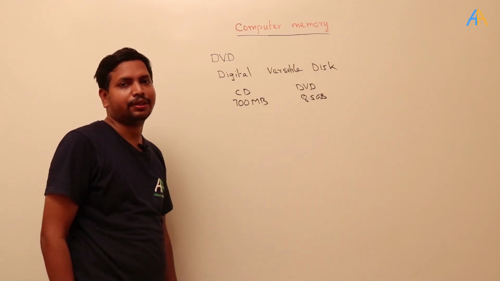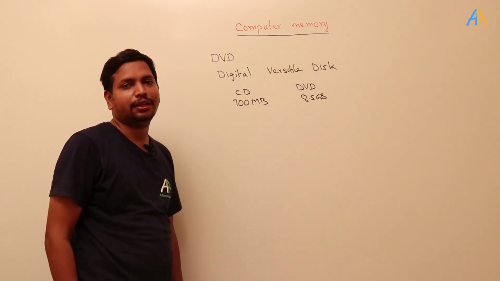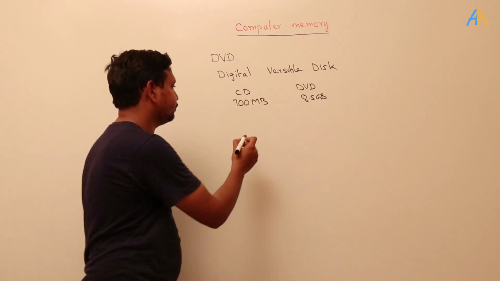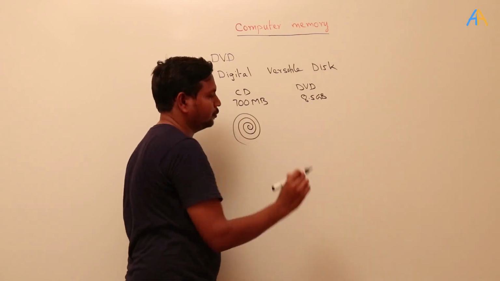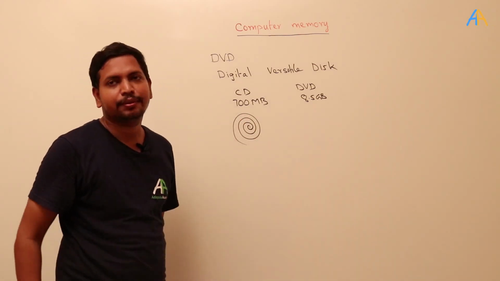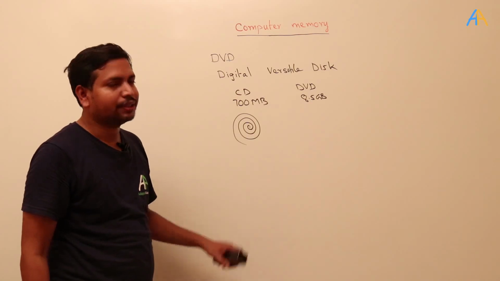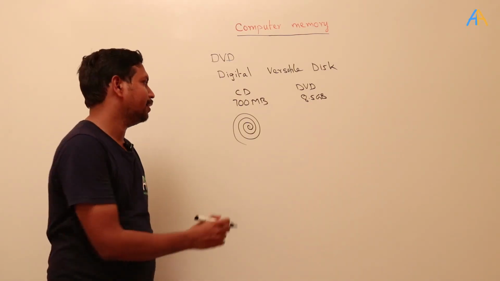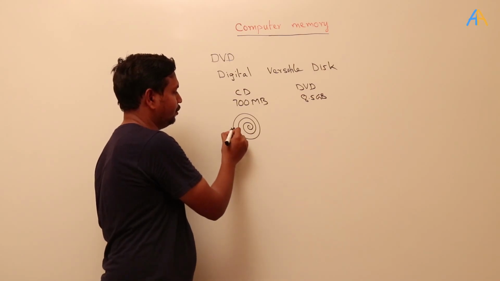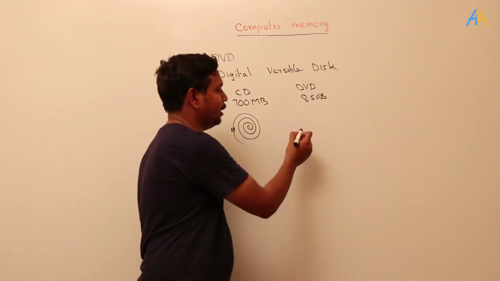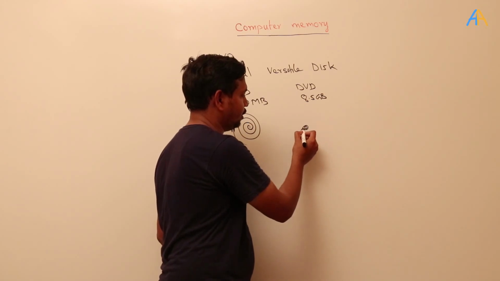Both store the data in spiral form only. So how is the DVD storing more data? The first thing is the density. This is a track, and the width of the track in DVD is less, because the tracks are closer.